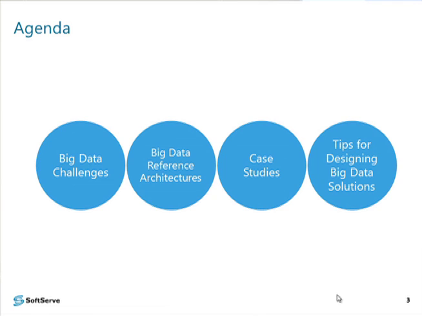So we will start with big data challenges and how these challenges drive our selection of big data reference architectures. Basically, we distinguish three architectures: relational, non-relational, and hybrid architecture, which is a mix of relational and non-relational. We will illustrate how to make a trade-off between architectures with real-life case studies, and at the end of the presentation, share just a couple of tips on how to design big data analytics solutions to avoid any unpleasant pitfalls during the development process.